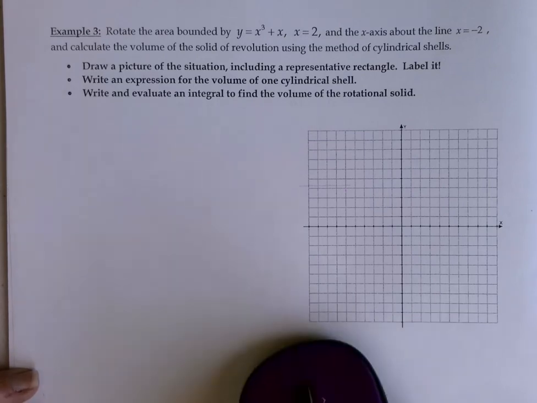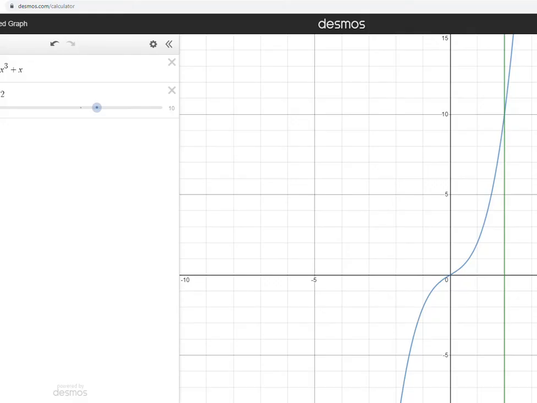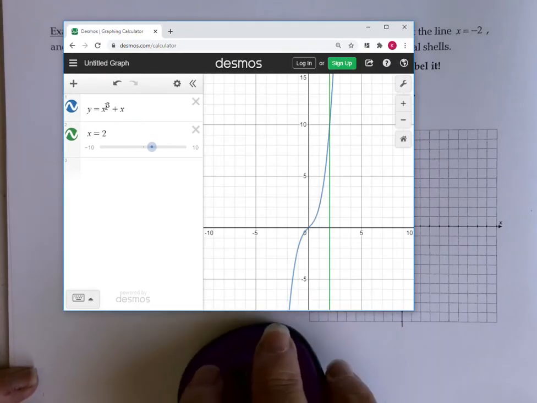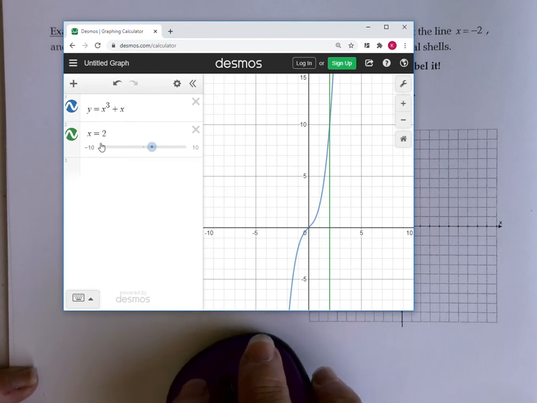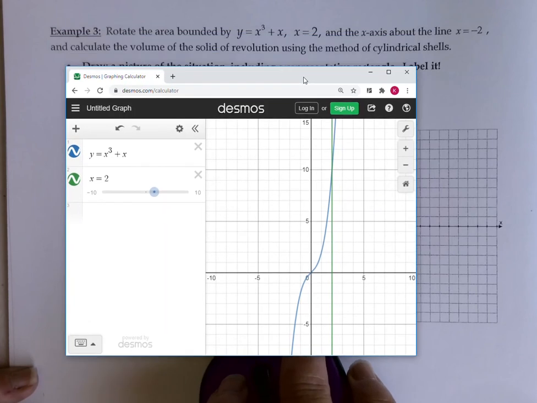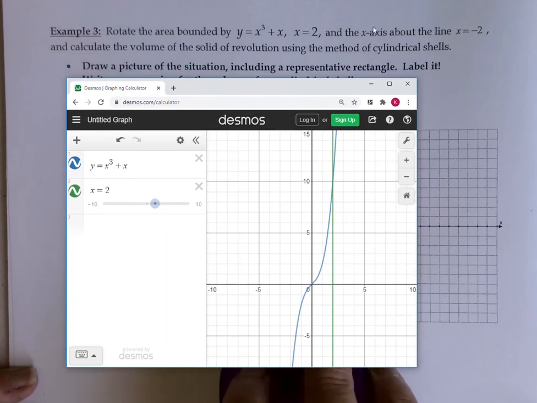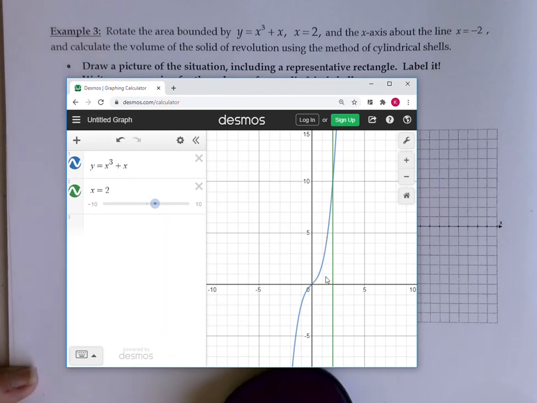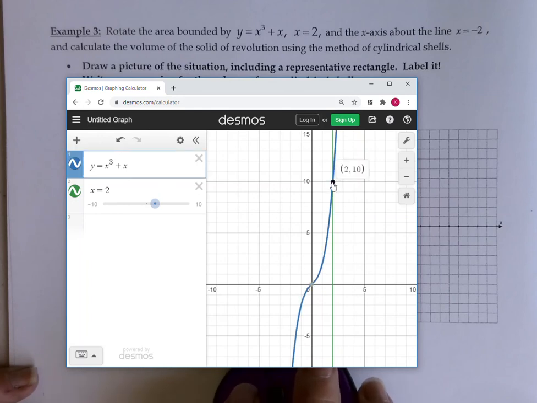I actually pre-graphed this one for us in Desmos. It's right here. There's that x cubed plus x, and there's the vertical line x equals 2. And then the x-axis was the third boundary, so that would be down here. So you can see this almost triangular shaped region with a little curve to it. That intersection point right there is (2, 10).